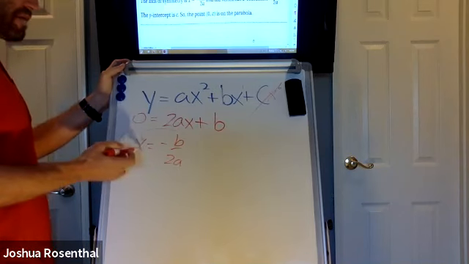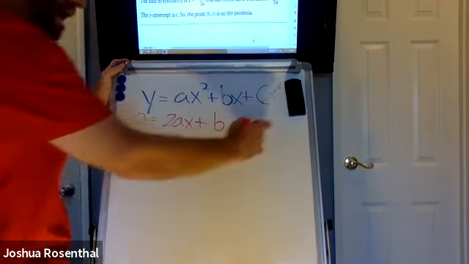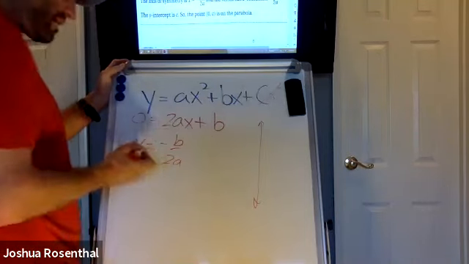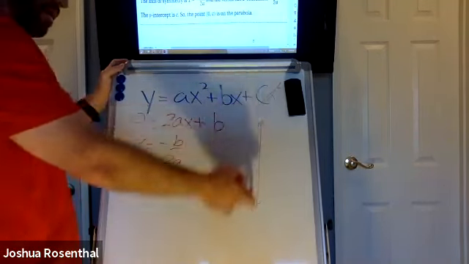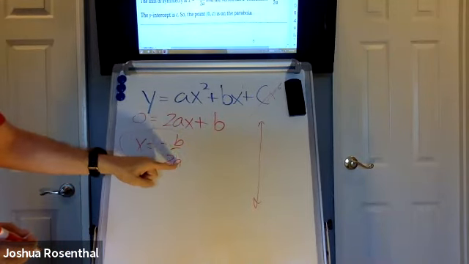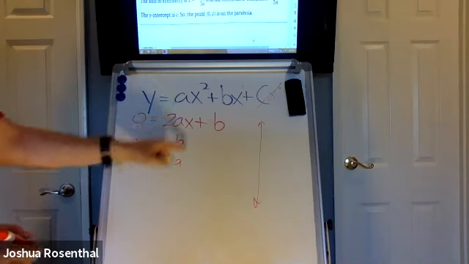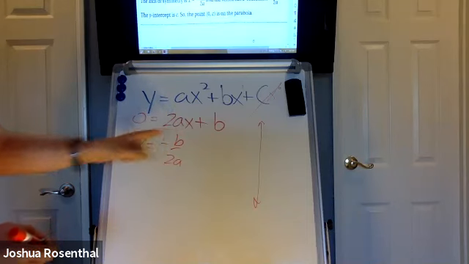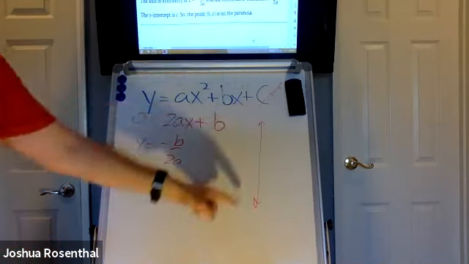Not only that, that's the equation of the axis of symmetry. X equals negative b over 2a is the equation of that vertical line. These are all constants. 2 is a constant, a is a constant, b is a constant. So this will just be a number like I had said. X equals a number is this vertical line.